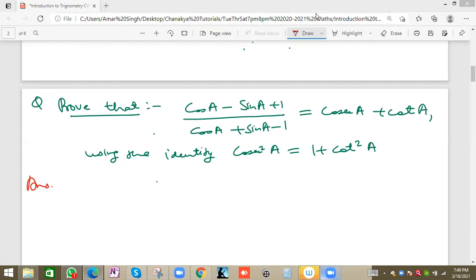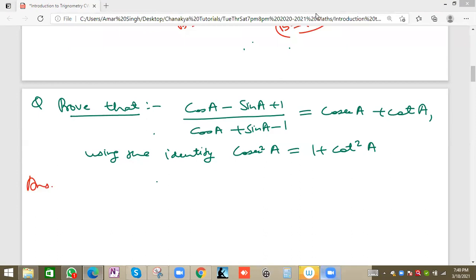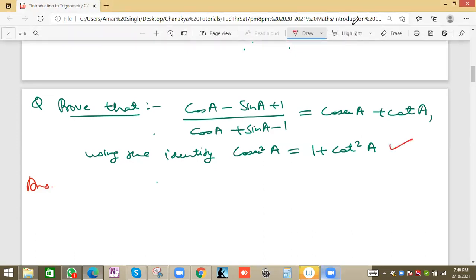We can convert into cosec and cot. Now two methods are there. If we want to use this identity, we have no choice, we have to use this identity only because in the question they have given it. Otherwise we can multiply by cos A plus sin A plus 1. We can multiply, or we can divide by sin A to get the terms in cosec A and cot A.